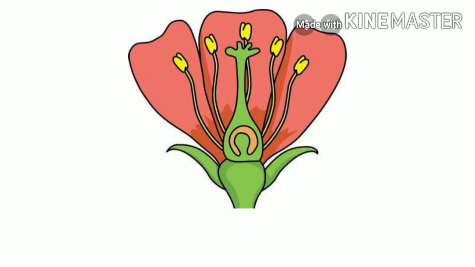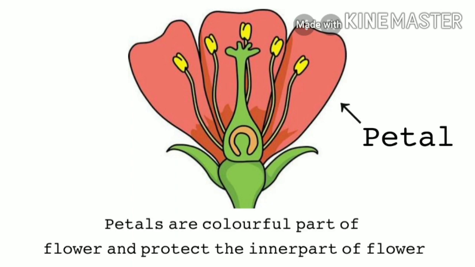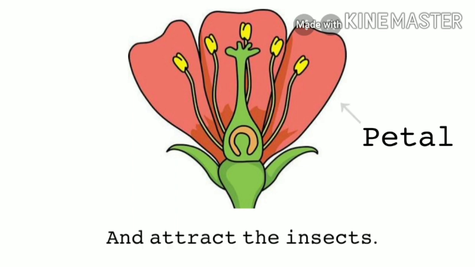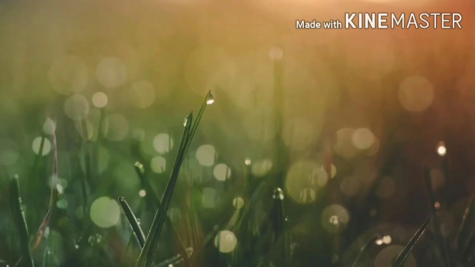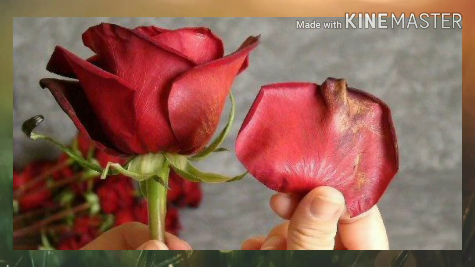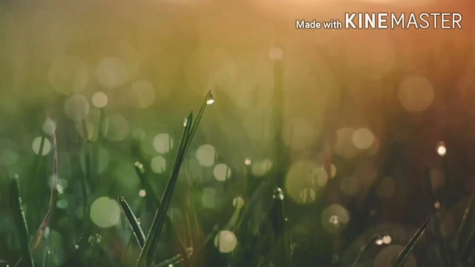Then, next most beautiful part of the flower, which is the petals. Petals are bright in color. The petals protect the inner part of the flower and attract the insects. Now, why does a flower need to attract the insects? Let us understand this. If we remove petals of the flower, we would see the reproductive organs of the flower.